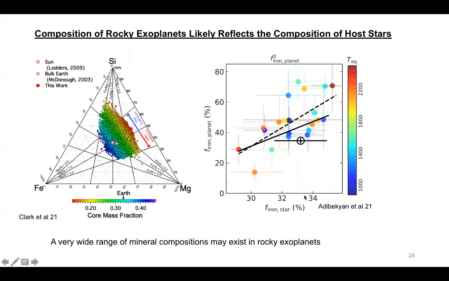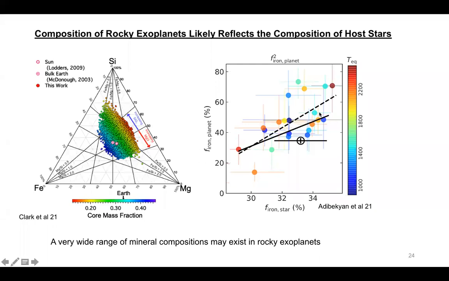And the figure on the right is another very recent paper in which they compared the iron content of the host star to the iron content of the planet that's derived just from the mass and radius, the density.